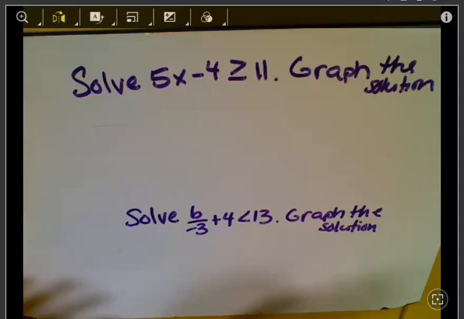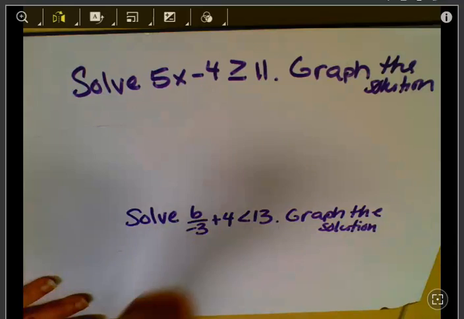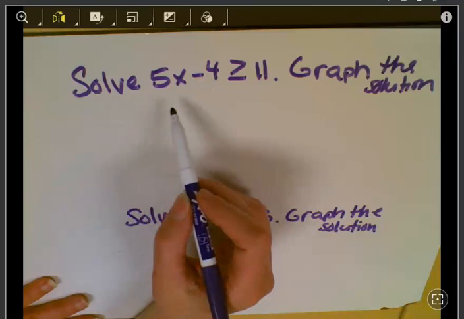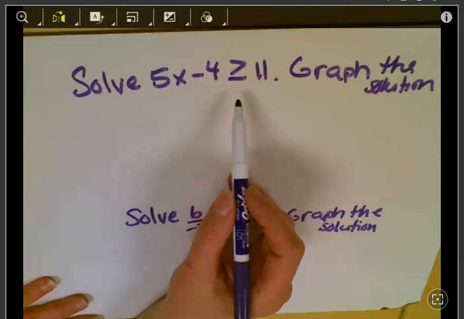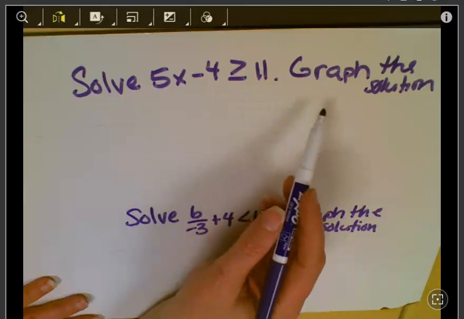Okay, in section 4.4, we're going to solve two-step inequalities and then graph the solution. So in this first one, we have to solve 5x minus 4 is greater than or equal to 11, and we want to graph that.